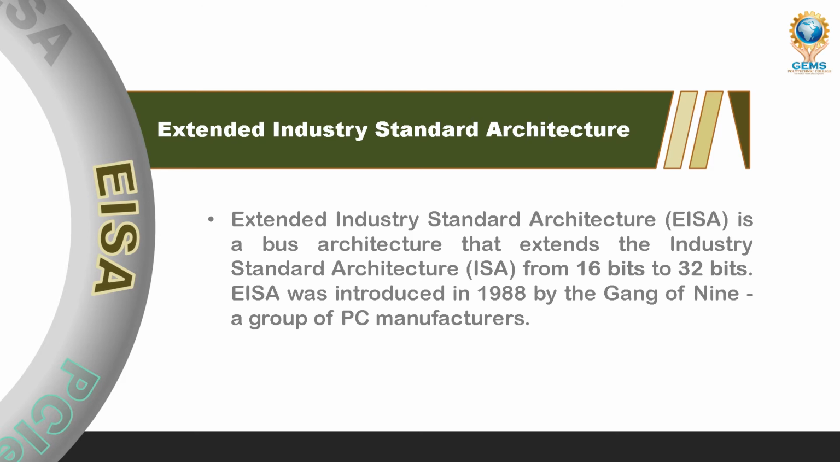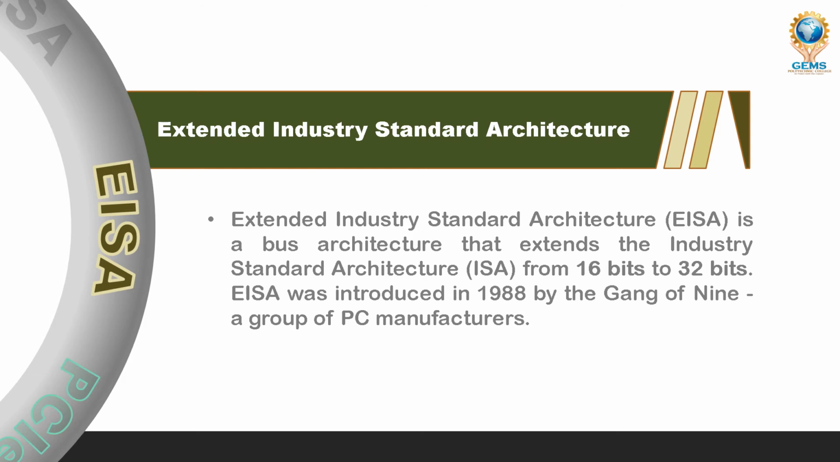EISA was introduced in 1988 by the Gang of Nine, a group of PC manufacturers. We can connect only one device per slot in an EISA slot. It has a speed of 8.33 megahertz, that is 33 MB per second. Its type of connection is a parallel connection.